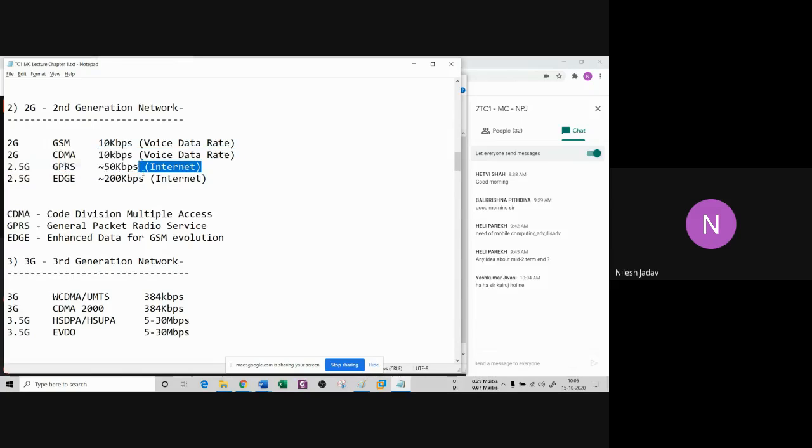And the technology was GPRS. It's a general packet radio service, I think. But the other thing is, it's very slow. I mean, at 50 kbps, you still cannot load a complete website in a very good time. Still, it will take some time. So to resolve it, we come up with a new technology.